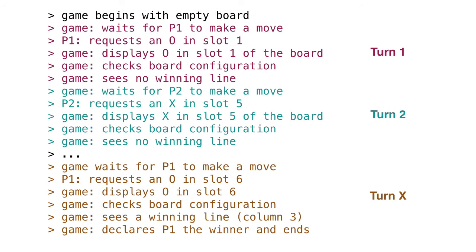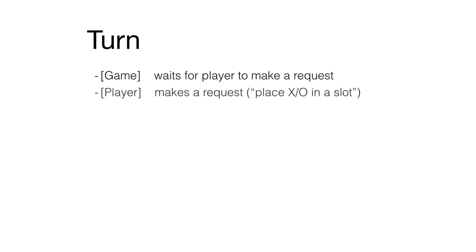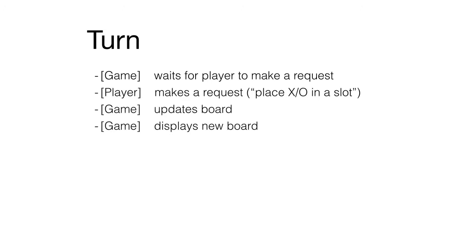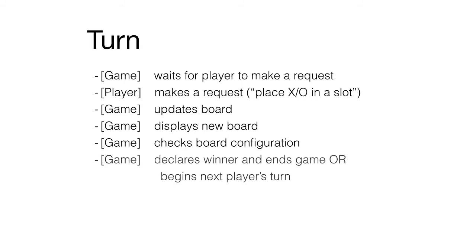In each turn, the same sequence of operations happens. Each turn begins with the game waiting for a player to make a move. Once a player has made a request, the game updates and displays the new board. Then the game checks the board configuration and does one of 2 things. If there's a winning line, the game declares a winner and ends. Otherwise, the game continues, and now it's the other player's turn.